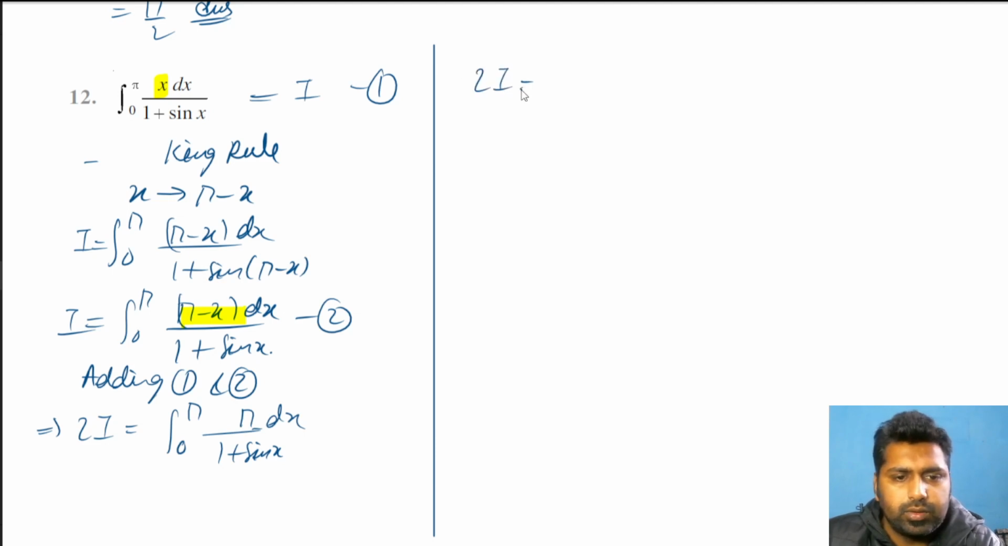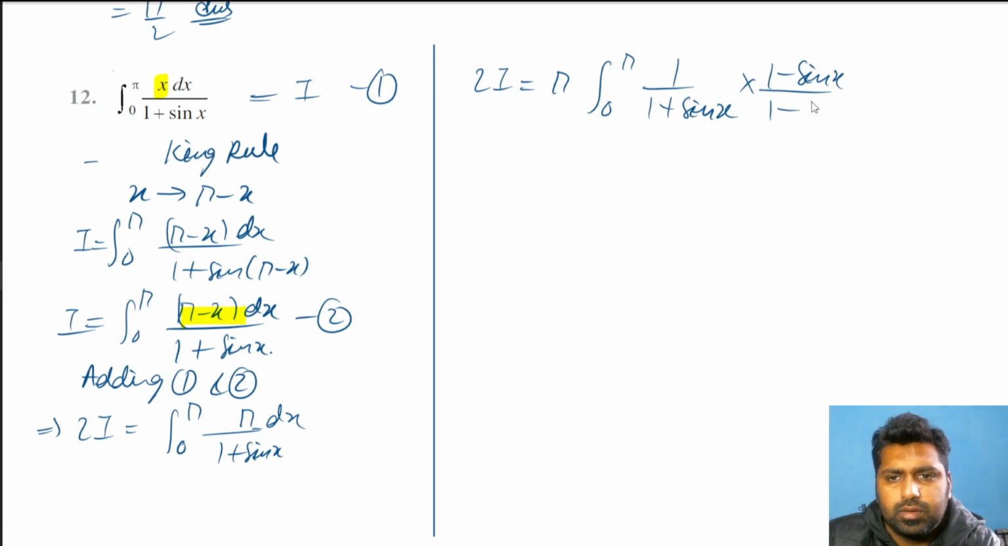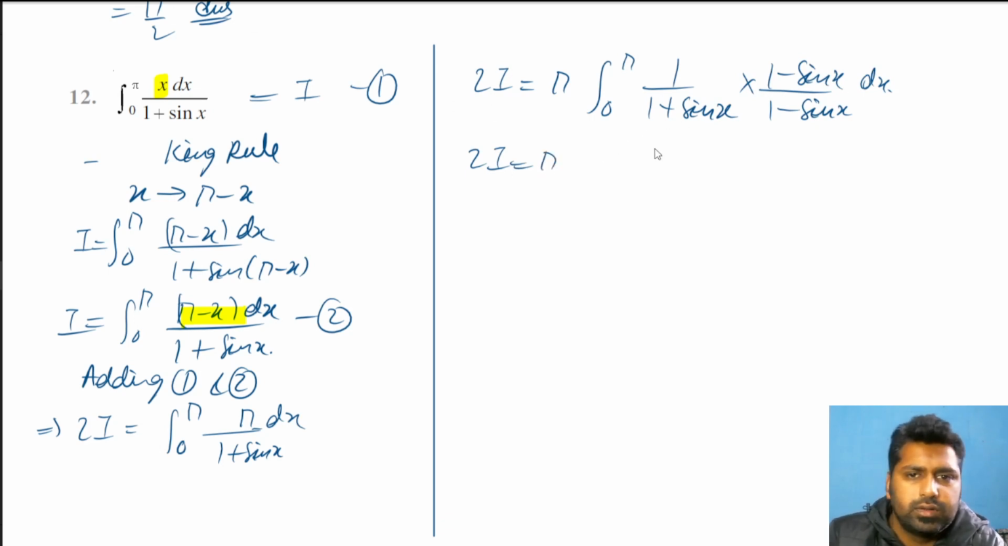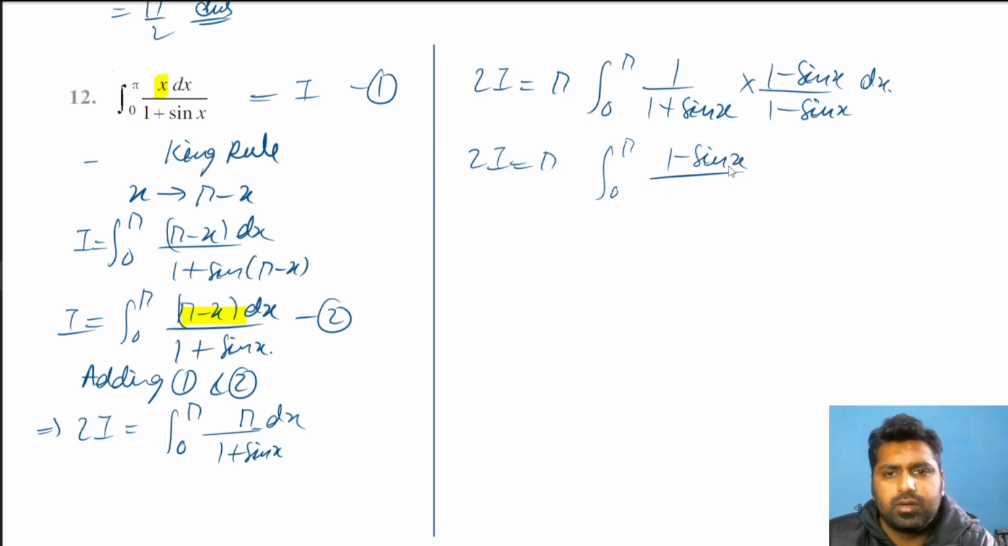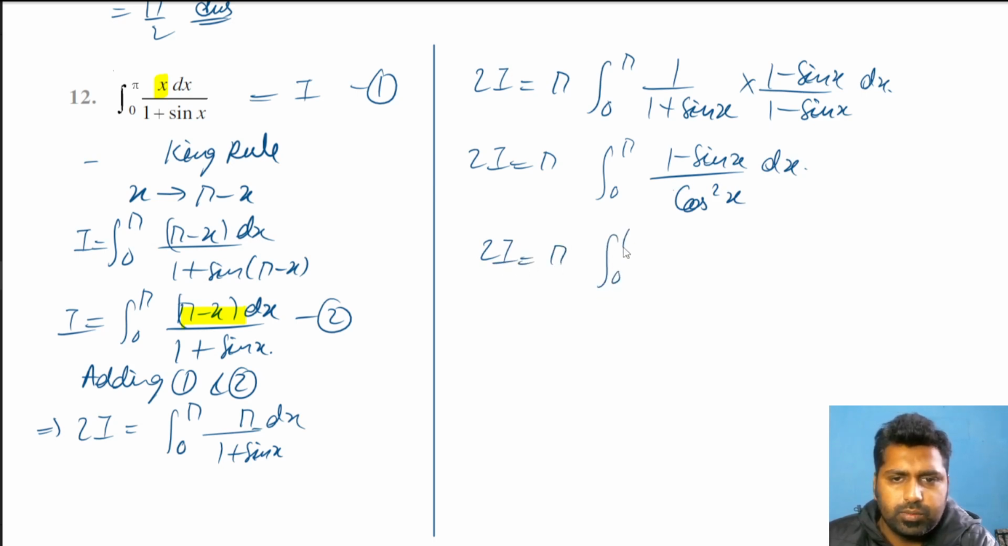Now 2I is equal to, I'm taking pi outside, integration 0 to pi 1 upon 1 plus sine x, and rationalizing it, 1 minus sine x, 1 minus sine x dx. So 2I is equal to pi, numerator becomes 0 to pi 1 minus sine x, and a square minus b square, so 1 minus sine square becomes cos square dx.